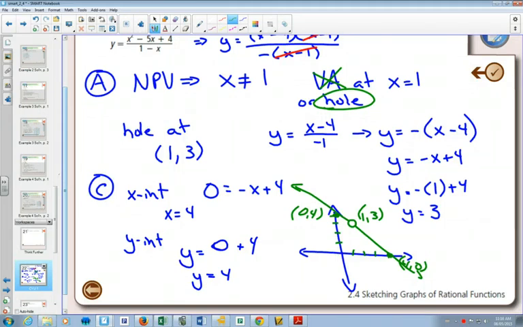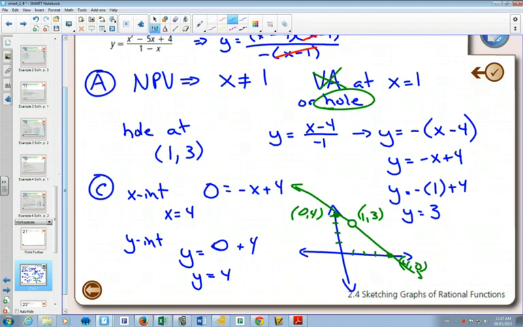Yes? Do we need 2 points on the graph? You need, for sure, your hole. Sorry, I should say 3 points. Yeah, and this question, with the process that we're doing, we're always labeling our x and y intercepts if we can. So in this case, that ended up being 3 points. Okay.